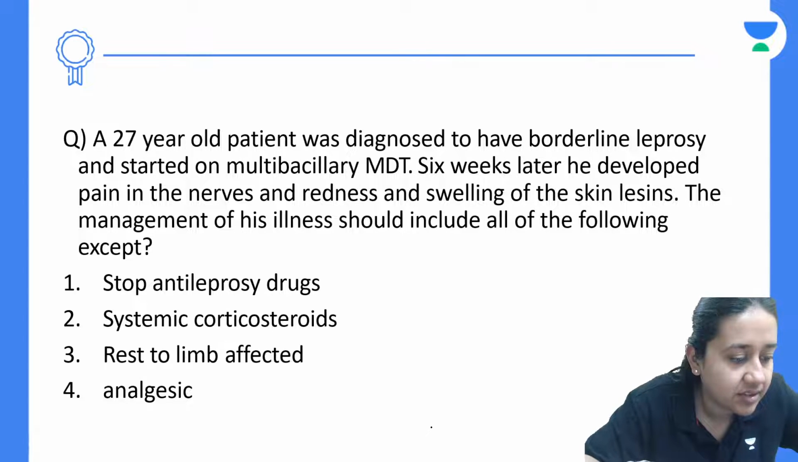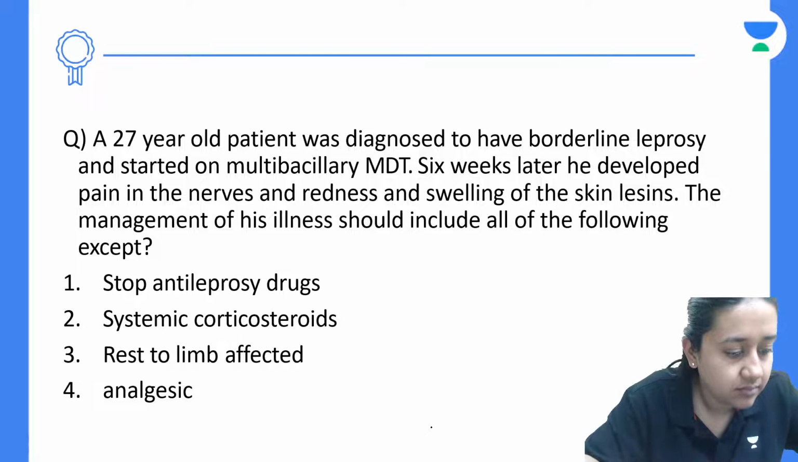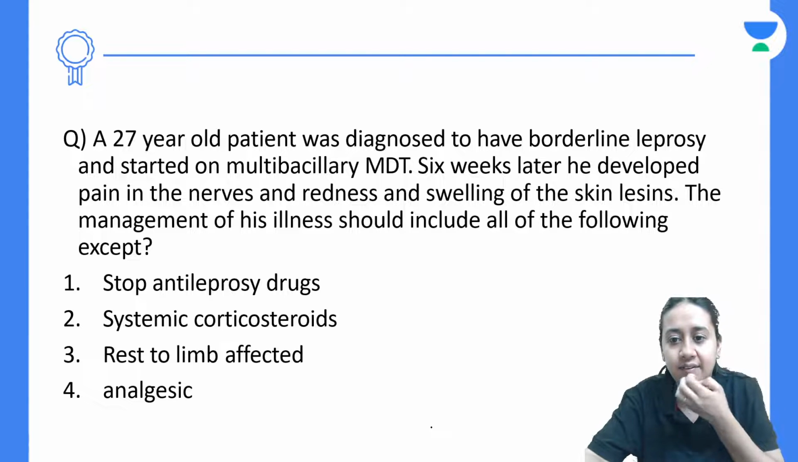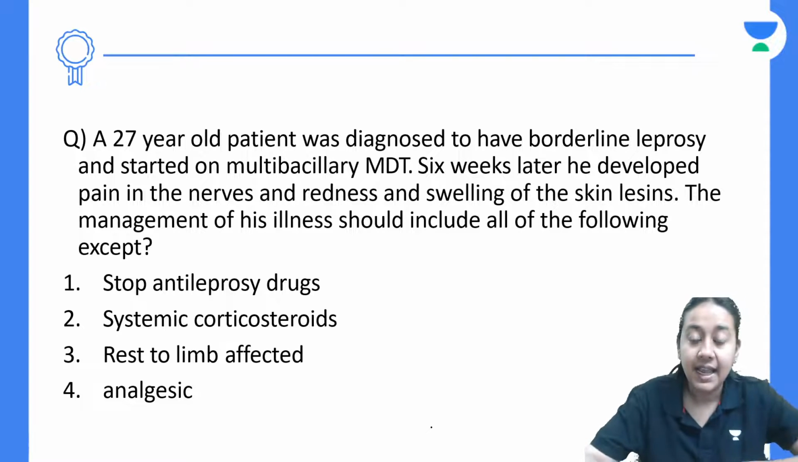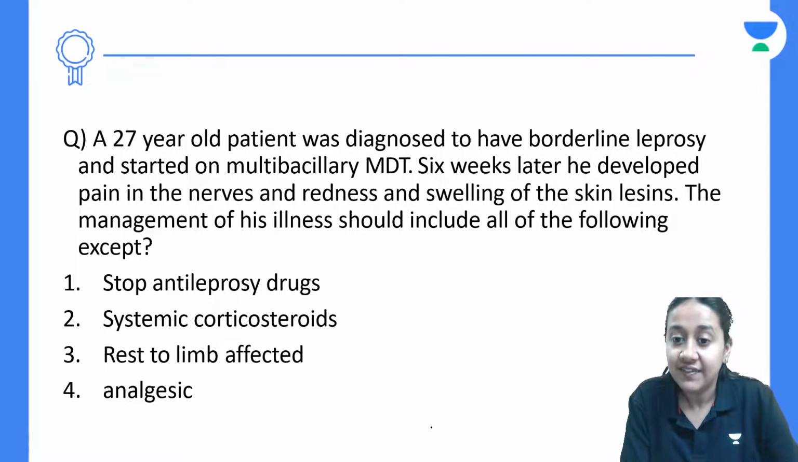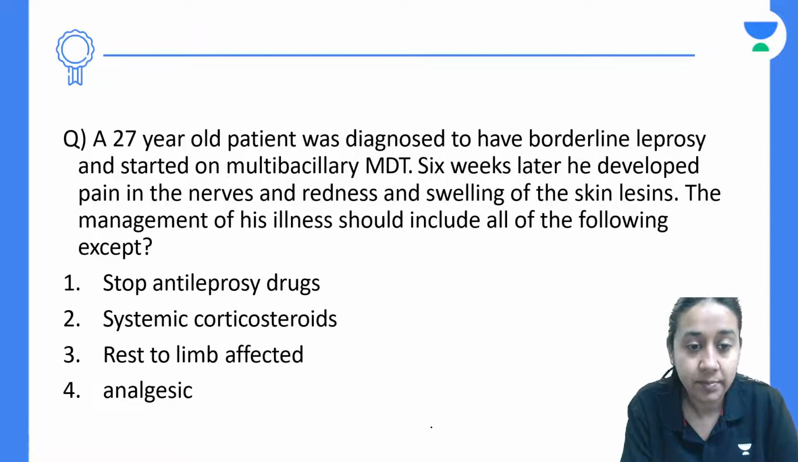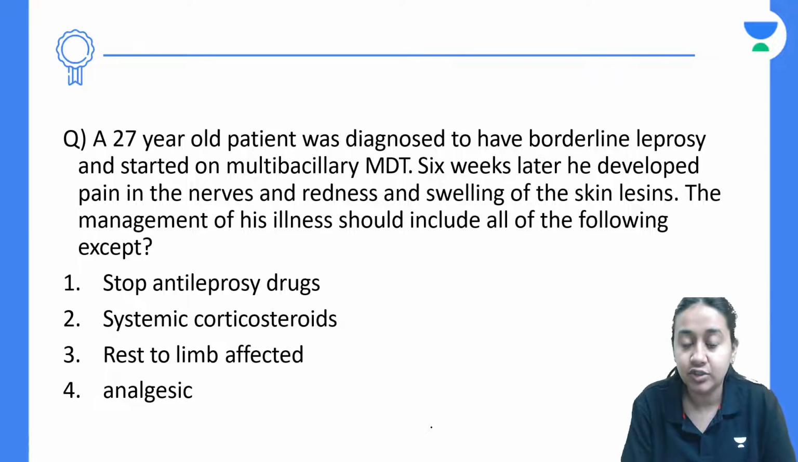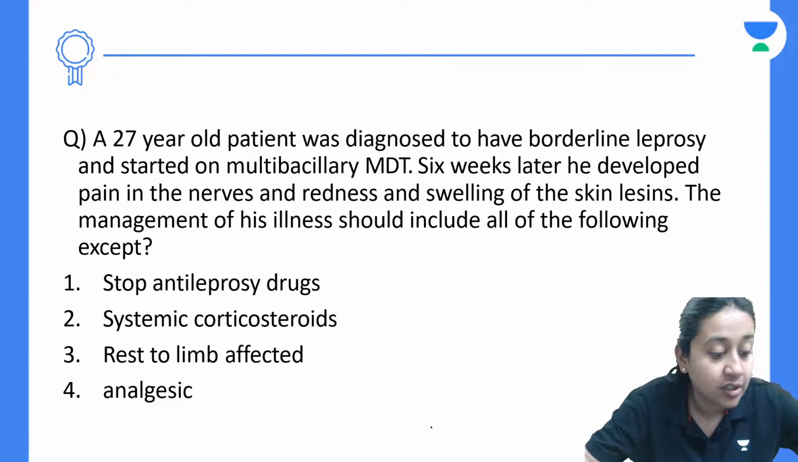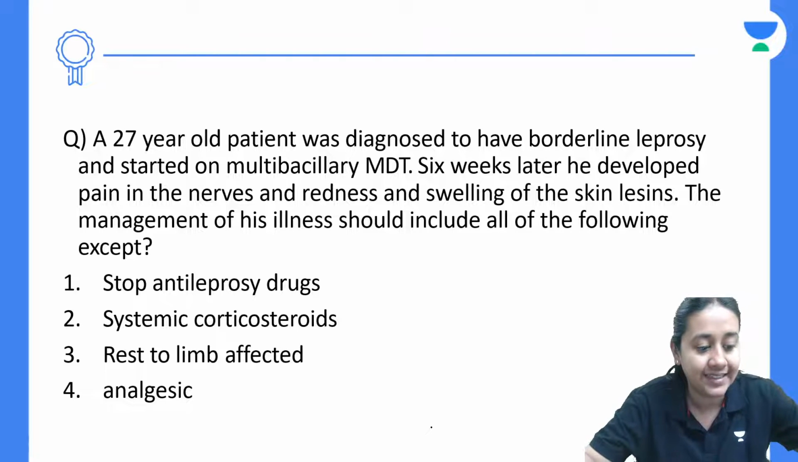Anyone can tell me the answer here? A 27-year-old patient was diagnosed to have borderline leprosy and was started on multibacillary type of MDT. Six weeks later, he develops pain in the nerves, redness, and swelling of the skin. The management of the patient's illness should include all of the following except.